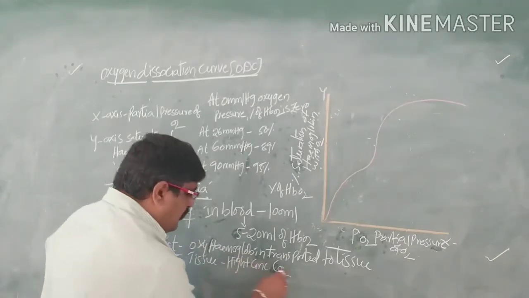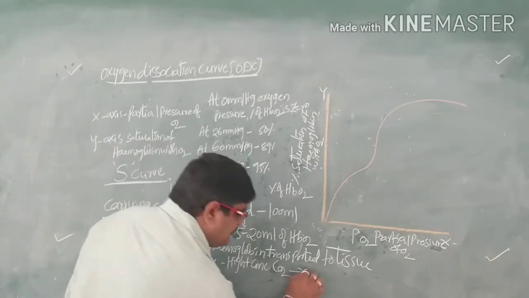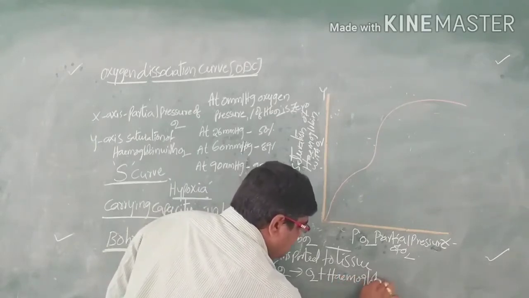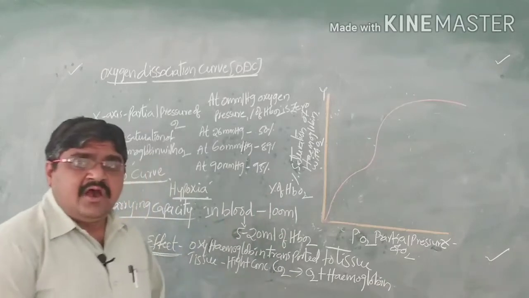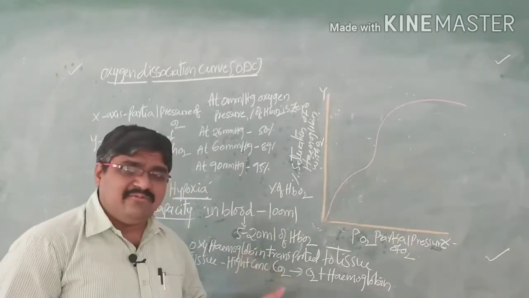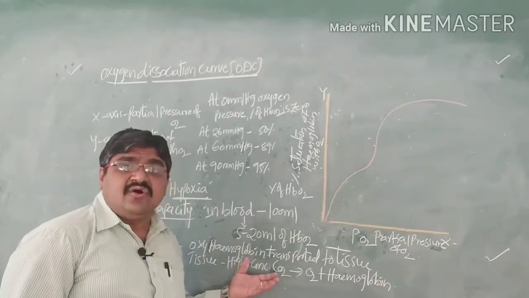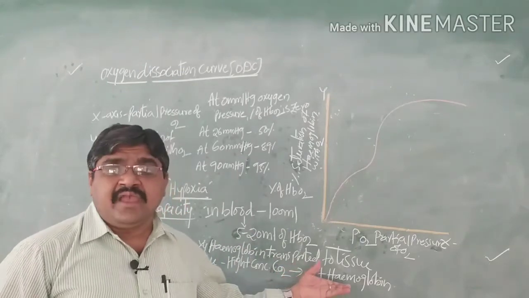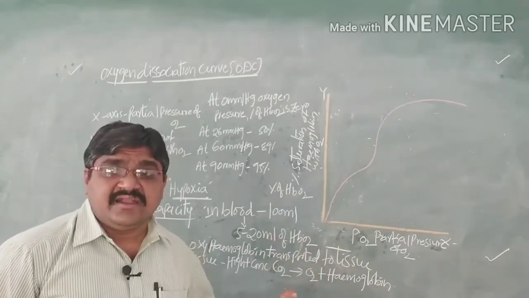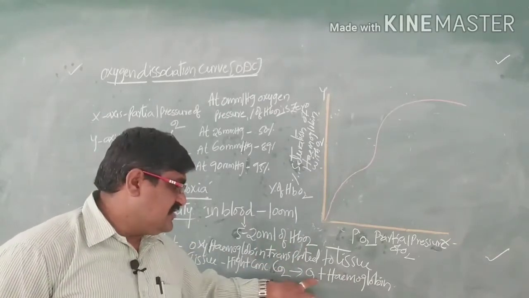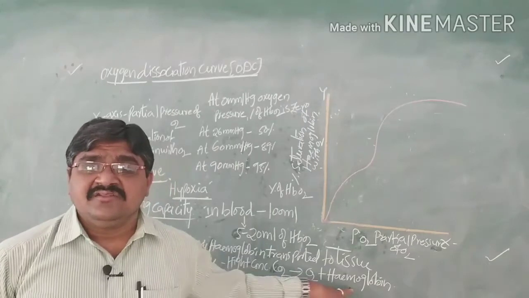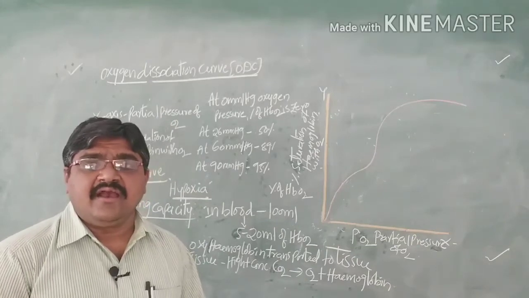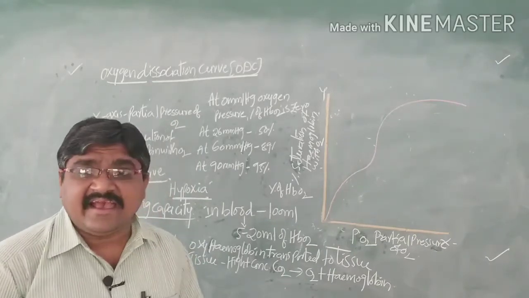Due to the presence of more CO2, the oxyhemoglobin will dissociate into oxygen plus hemoglobin. Why does it dissociate? Because it is unstable. Due to the high concentration of CO2 in the tissues, it easily dissociates into oxygen plus hemoglobin. So oxygen and hemoglobin are dissociated, and the oxygen is unloaded by the carbon dioxide.